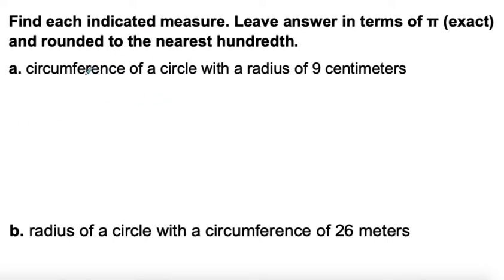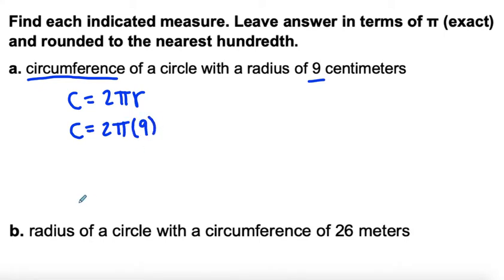Okay, so first example, I want to find each indicated measure, and I'm going to leave my answer in terms of pi, and I'm going to also round it to the nearest hundredth. So this first one says that the circumference of a circle with a radius of 9 centimeters. So it's asking me to find the circumference. Well, I know circumference is just equal to 2 pi r. So I use r here because I'm given the radius. So now I'm just going to plug in my value for r. So I get 2 pi times 9. And then multiplying that out, I get that my circumference is 18 pi.